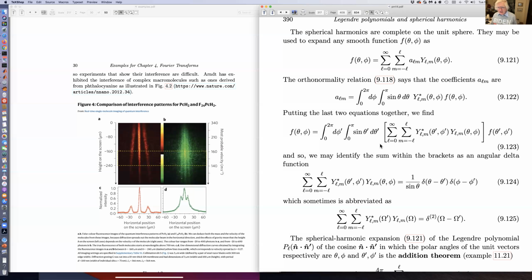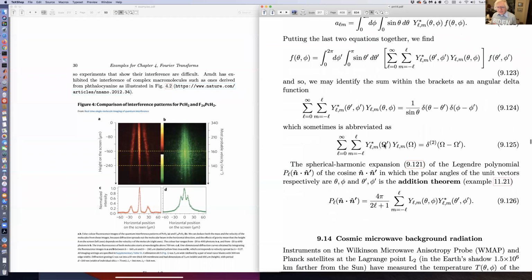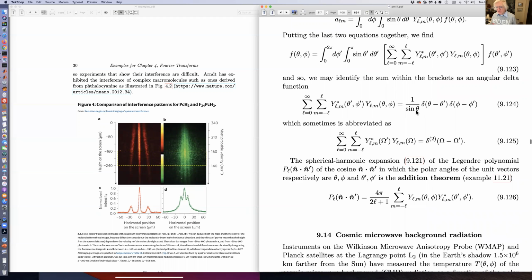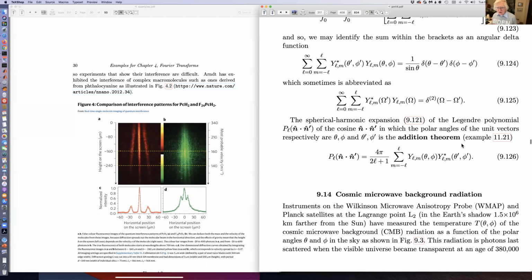But on the other hand, that means that the thing inside the square brackets is a delta function. And so this is a delta function on the unit sphere. And it has an extra 1 over sine theta to cancel this. And some people abbreviate this as Y_LM of omega, and they call it delta 2 of omega minus omega prime.